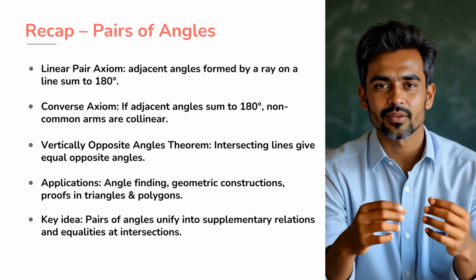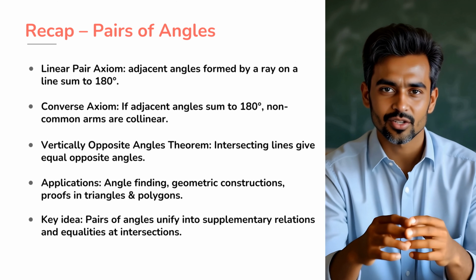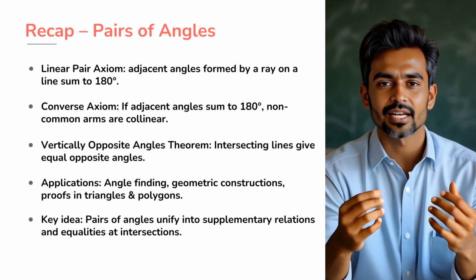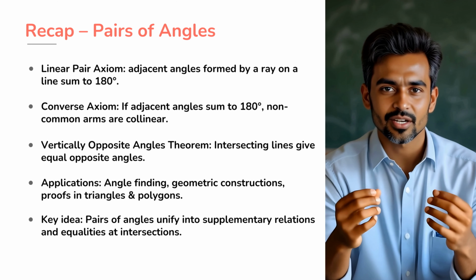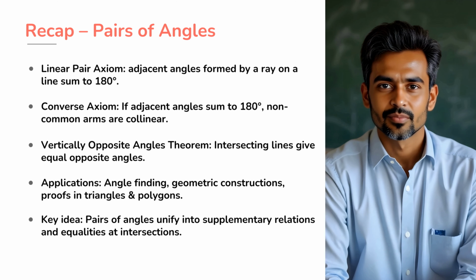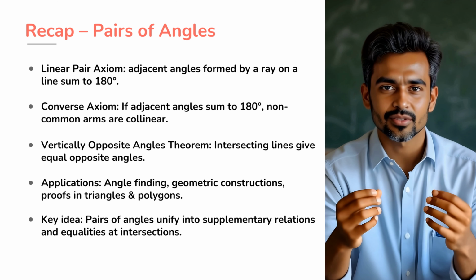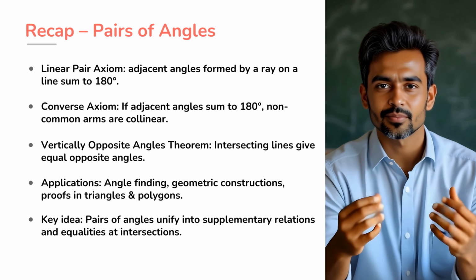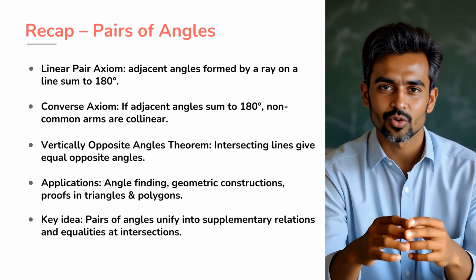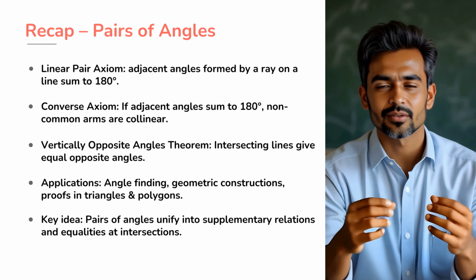So, to wrap up, the linear pair axiom says two adjacent angles on a straight line always sum to 180 degrees. The converse axiom says if two adjacent angles sum to 180, their arms must lie in a straight line. The vertically opposite angles theorem says when lines intersect, the opposite angles are equal. Every time you see roads crossing at a junction or even notice the blades of a fan, you are looking at pairs of angles in action.